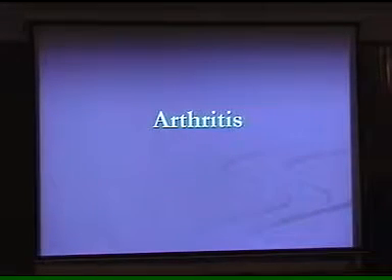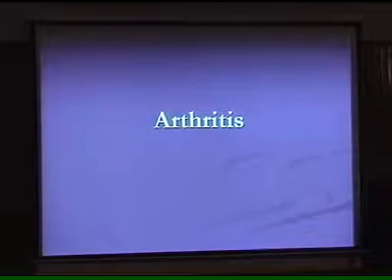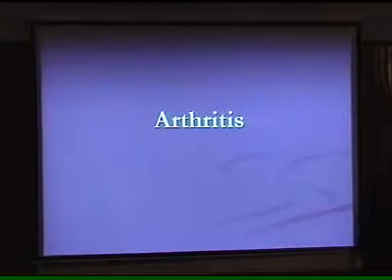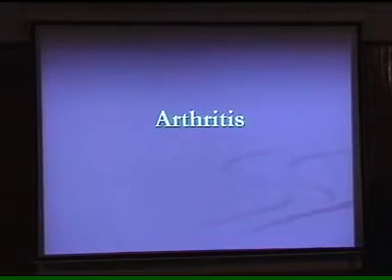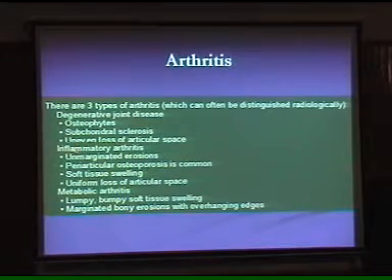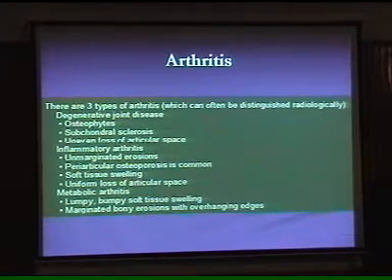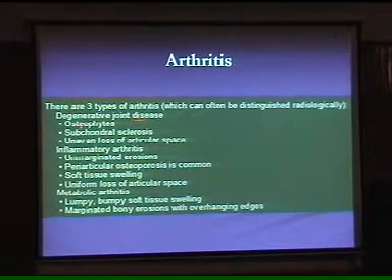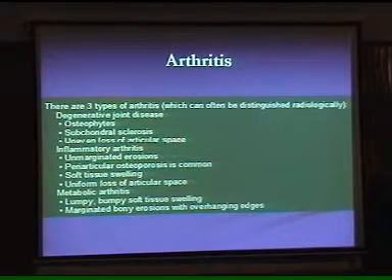Arthritis. There are varieties of arthritis, but we'll just show you two slides. One is rheumatoid arthritis, how it looks, and the other is the senile changes, osteoarthritis. There are three types of arthritis which can often be distinguished radiologically. Number one, DJD or degenerative disease, which shows multiple osteophyte formation, subchondral sclerosis, and uneven loss of articular spaces.